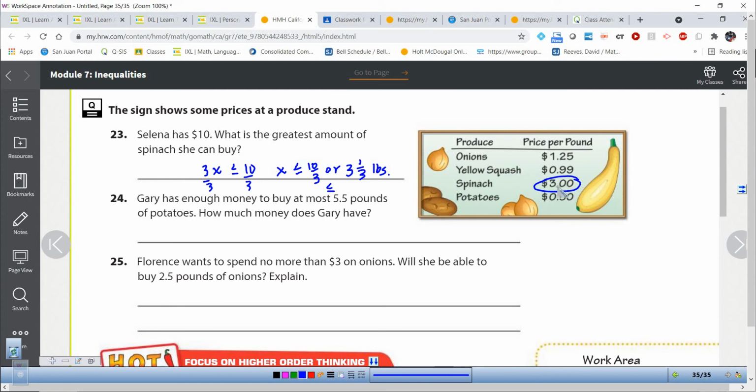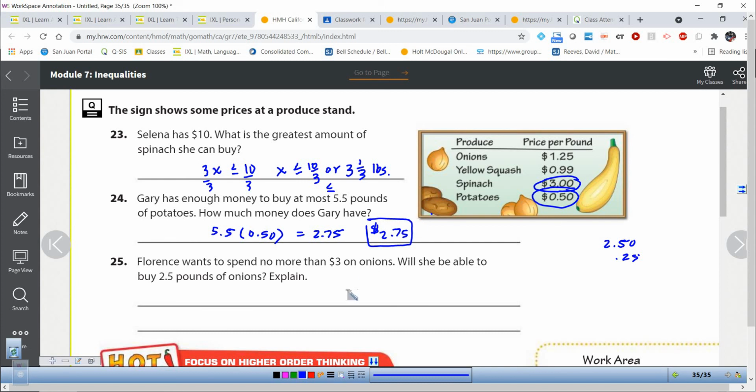All right, we're looking at potatoes here. So we've got 5.5 times 50 cents. All right, so what we want is half of 5.5. Well, half of 5 is 2.50. And half of 50 is 25, so 2.75. All right, since he has at most that, he has $2.75, right? Or if he's going to buy at most that 5.5, how much money does Gary have? Actually, he has $2.75. That's the most.